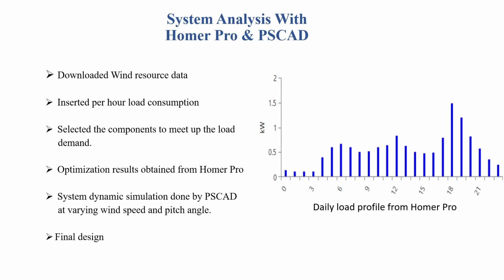We have used HOMER Pro and PSCAD for optimization and simulation, respectively. For optimizing the system, at first we have downloaded the wind resource data of our specific location and inserted our load consumption of our selected house. From the bar chart, we can see the variable load demand at different times of the day. Then we have selected the components to meet the load demand. We did the steady-state analysis in HOMER Pro where we used fixed wind speed and pitch angle. And for the dynamic simulation, we considered variable data in PSCAD.